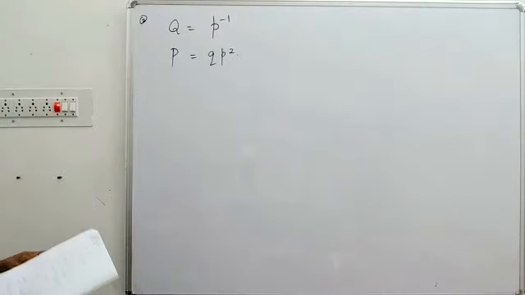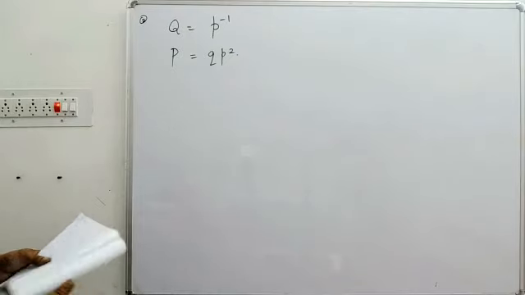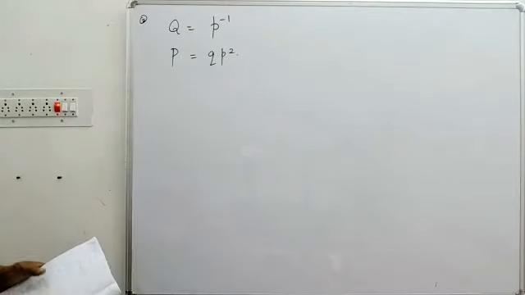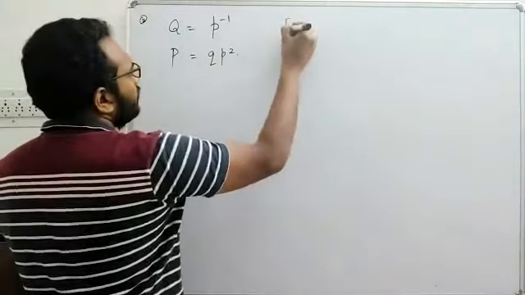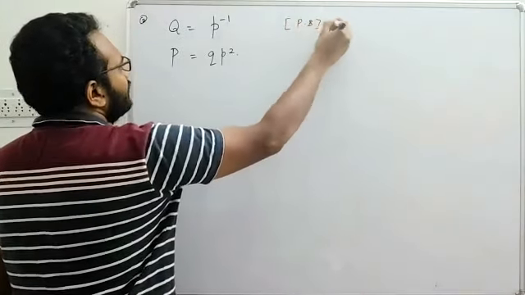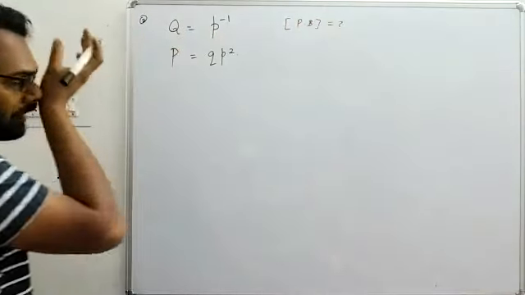Is this a canonical transformation? Now it's easier to do it with the Poisson bracket. So I ask you to check it. Check the Poisson bracket, check whether the bracket of Q with P is equal to 1.